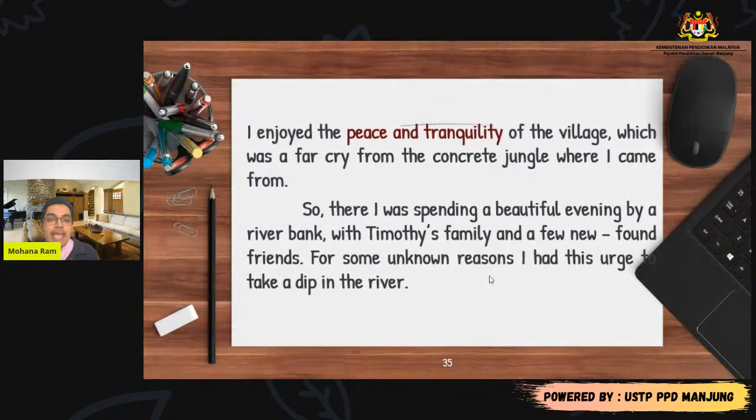Now, describing my holiday. "I enjoyed the peace and tranquility." Peace and tranquility, this is what we call double emphasis. "I enjoyed the peace and tranquility of the village, which was a far cry from the concrete jungle where I came from. So there I was, spending a beautiful evening by a riverbank with Timothy's family and a few newfound friends. For some unknown reasons, I had this urge to take a dip in the river."